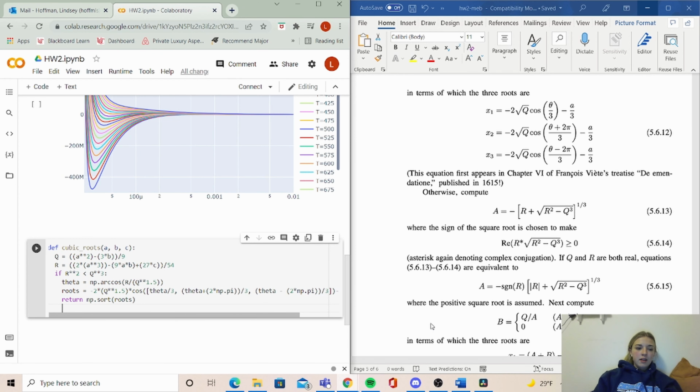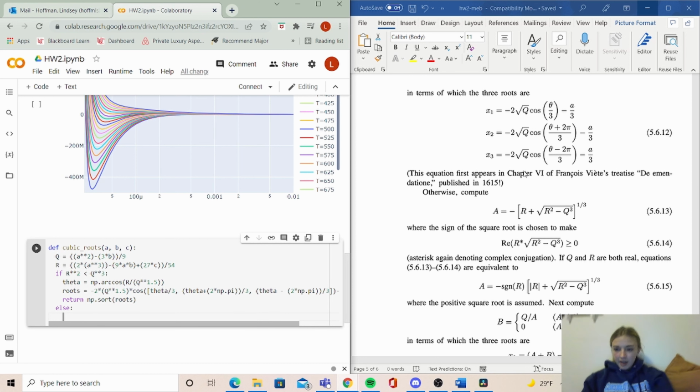So now that we have our if statement, if r squared is less than q cubed, we also need to have something to state about if that if statement is not true. So we can just say else, because in this case it's just otherwise.